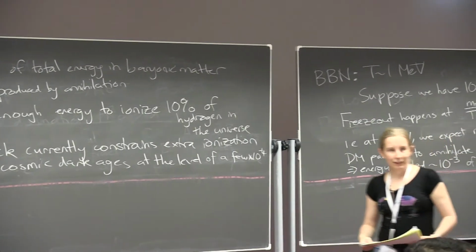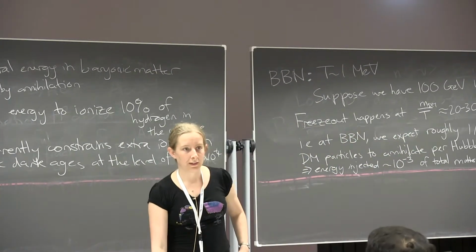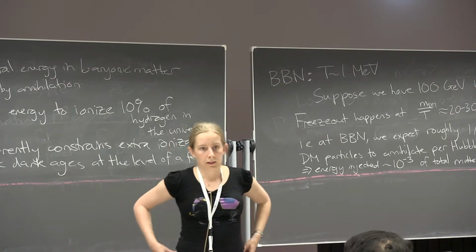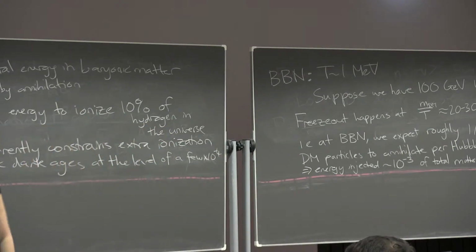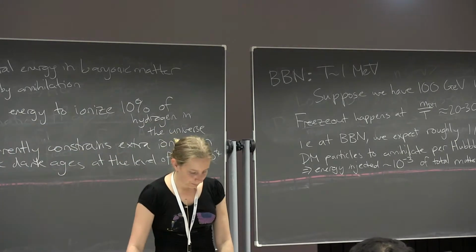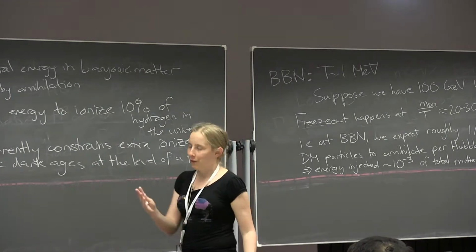So even if you annihilate to neutrinos, you will still have a bound from the effective number of species. That's right. Yeah. So I was actually going to talk about that next, so I'll go ahead and talk about this now.